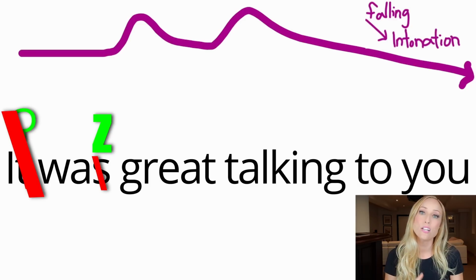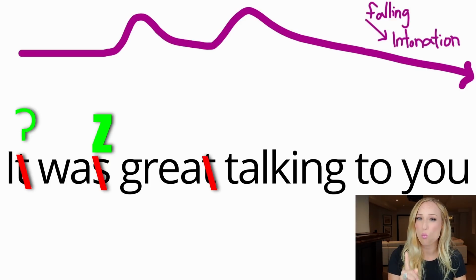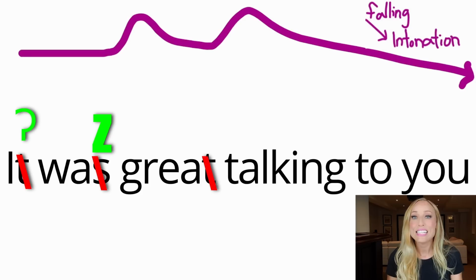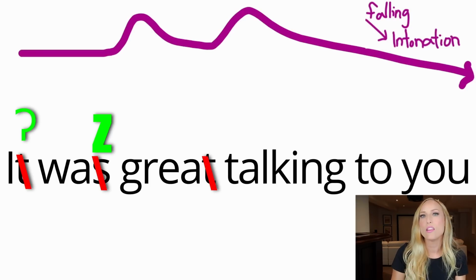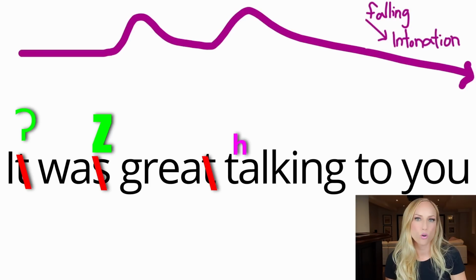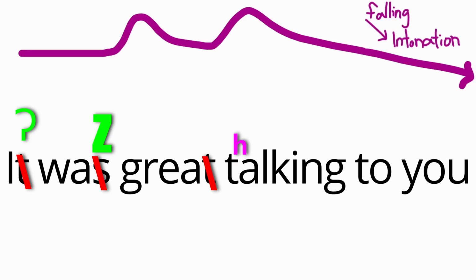Since the word great and talking end and begin in the same sound, the T is only pronounced one time. The first T may also be pronounced as a glottal T, which is that stopping in the glottis, and released in the aspirated T in the word talking. Let's listen. It was great talking with you. It was great talking to you.